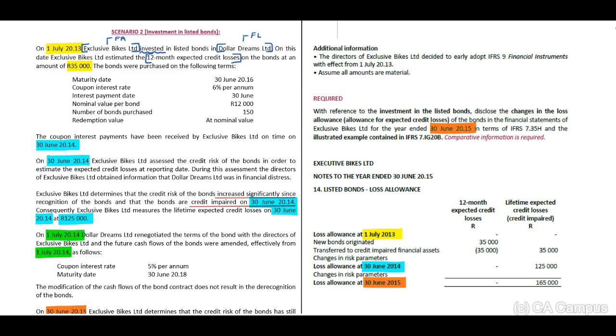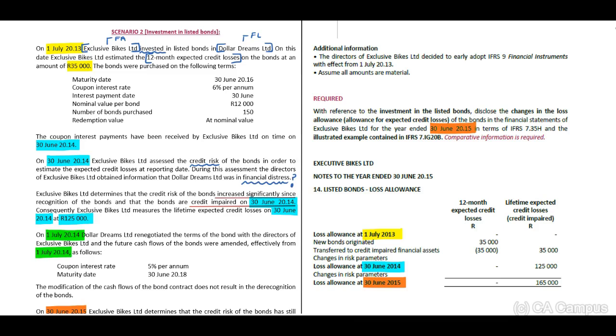The coupon interest payments have been received by Exclusive Bikes Limited on time on 30 June 2014. On 30 June 2014, Exclusive Bikes Limited assessed the credit risk of the bonds in order to estimate the expected credit losses at reporting date. During this assessment, the directors of Exclusive Bikes Limited obtained information that Dollar Dreams Limited was in financial distress. Now, immediately the question, is there a possible credit impairment on this investment?